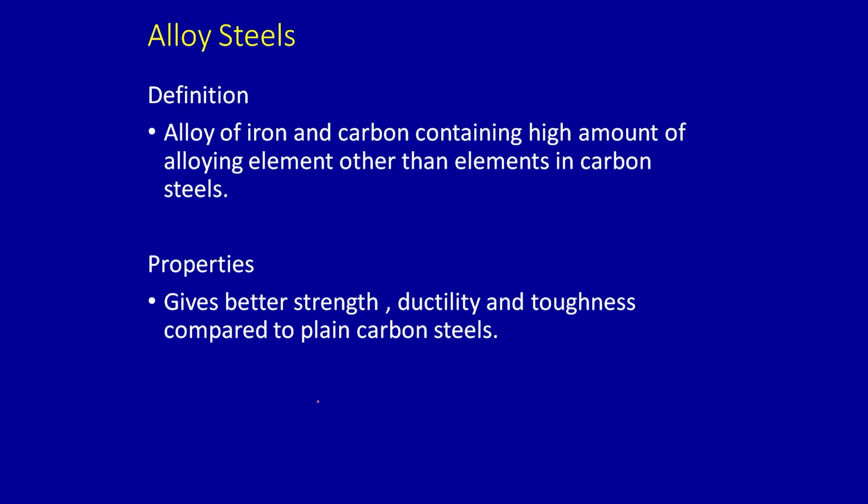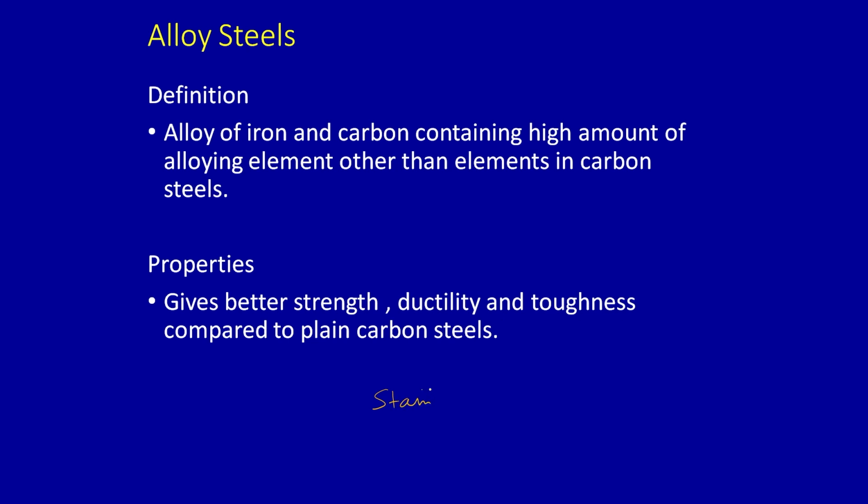Alloy steels, I talked about it, other than iron and carbon, can contain other alloying elements like molybdenum, tungsten, chromium, nickel, silicon, and some of them have aluminum also, and sometimes a large amount of manganese, 5% or 10% manganese can be there in alloy steels. And these elements are added to impart various properties. The best example of alloy steel is what? Stainless steel, right? Stainless steel is the best example of alloy steel.